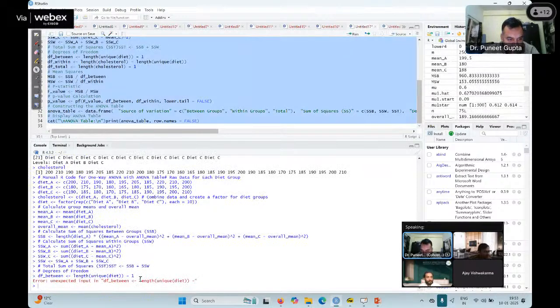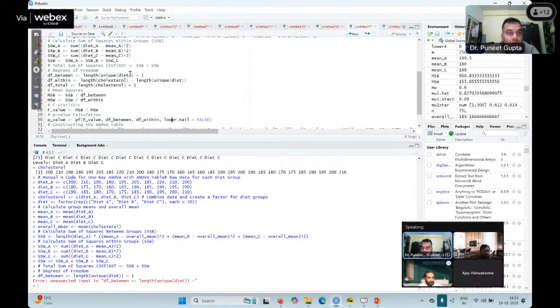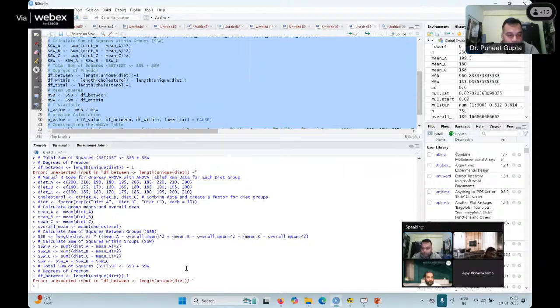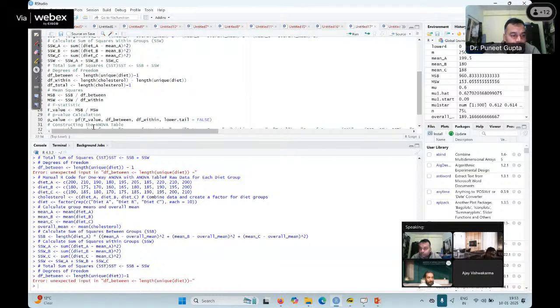Some mistake is there, unique diet -1. Okay, some space is there. DA between unique diet.